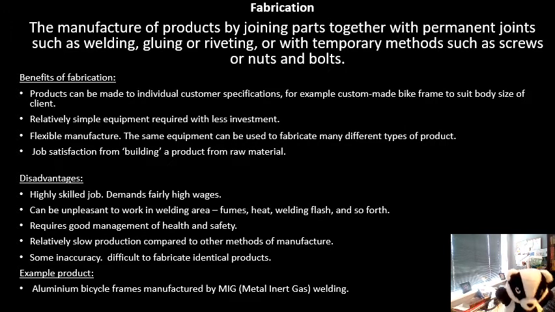Fabrication. In reality, fabricating is where we join materials together, so it's the joining process. And that could be using any one of our many temporary or permanent joining methods, from gluing to nuts and bolts. And benefits of this: it's relatively simple equipment required, it's relatively cheap to set up, and actually you can do multiple jobs with the same equipment, so it's quite flexible in terms of what you can do.